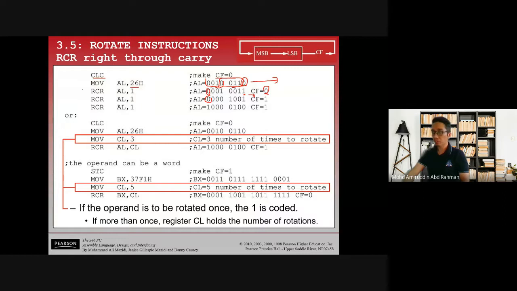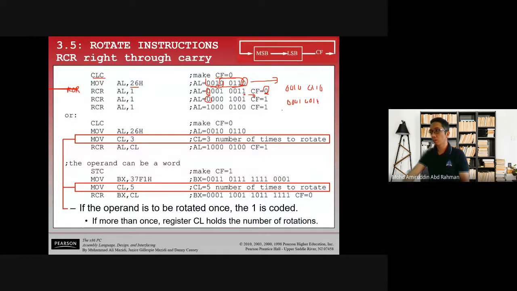So for the previous one, when we use ROR, the result would be different. So we have over here 0, 0, 1, 0, and then we have 0, 1, 1, 0. And then if we shift right, it will be 0, and 0, 0, 1. And then we have 0, 0, 1, 1, for the first time.